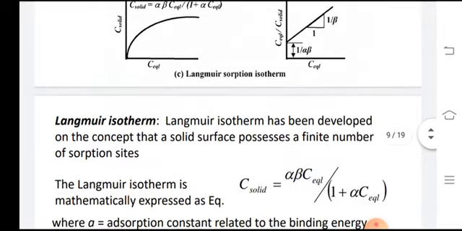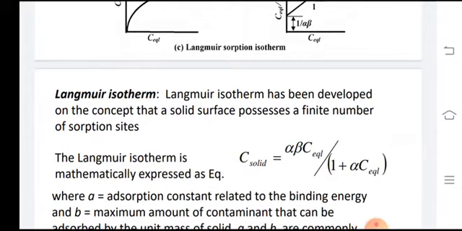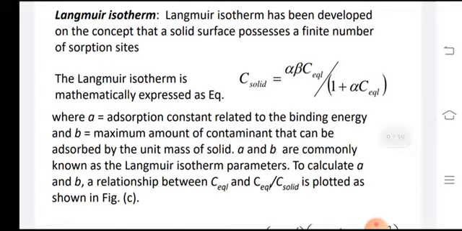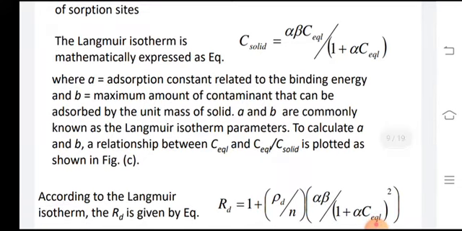And then we have a Langmuir isotherm, which has been developed on the concept that the solid surface possesses a finite number of sorption sites. Now we are going to limit it, and in this case we again have different constants, like A, the adsorption constant related to the binding energy, and B, the maximum amount of contaminant that can be adsorbed by the unit mass of solid.